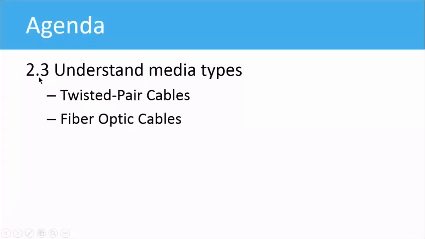Just a couple of quick things to go over in this module. We're going to focus on Objective 2.3, understanding media types. We're going to talk about twisted pair cables and also fiber optic cables. So the cables that connect devices all around the globe and that help make up the internet.